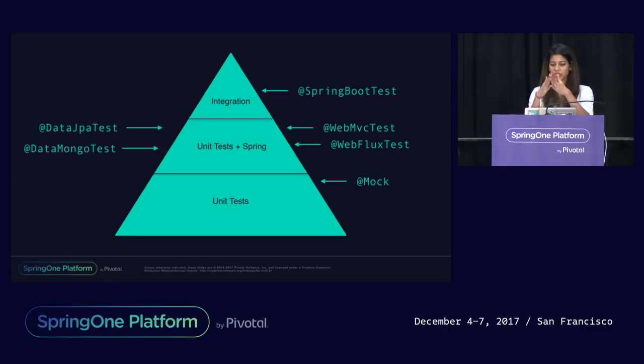Yeah, from the pyramid, you can tell that you should write more unit tests, and then some tests that use unit tests and involve Spring, because a lot of times you do have to involve Spring. But the slice tests, yes. And then at the very top, you should have some integration tests to make sure that everything comes together correctly.